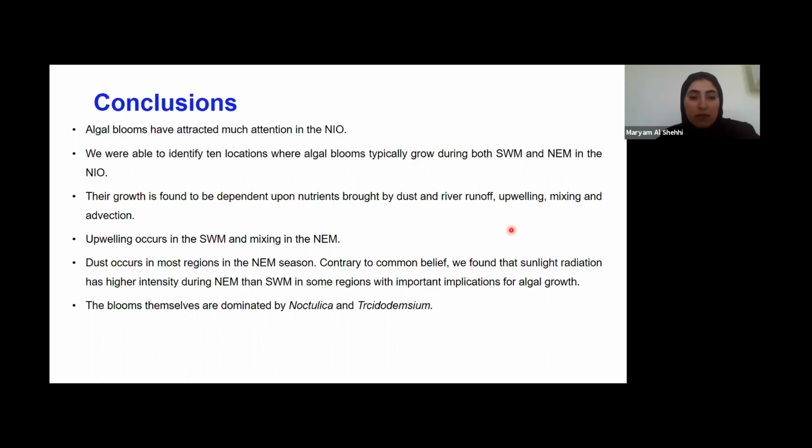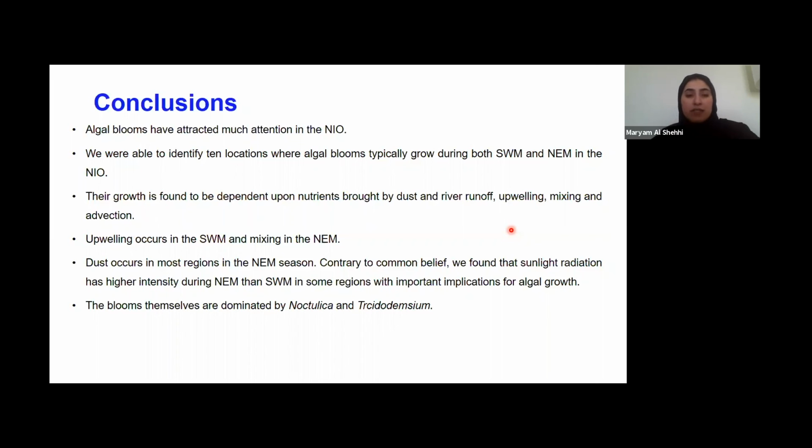And we found that dust occurs in most of the regions in the northeast monsoon, which is contrary to common belief. We found that the sunlight radiation has higher intensity during the northeast monsoon in the Arabian Sea, compared to the southwest monsoon in the Arabian Gulf and the Sea of Oman. We also found that the species that dominate the algal blooms are the noctiluca and the trichodesmium species. Each of these species has its own characteristics to grow. For example, noctiluca like to grow in the upwelling areas, and trichodesmium like to grow in the areas with high sun radiation and a very flat surface.